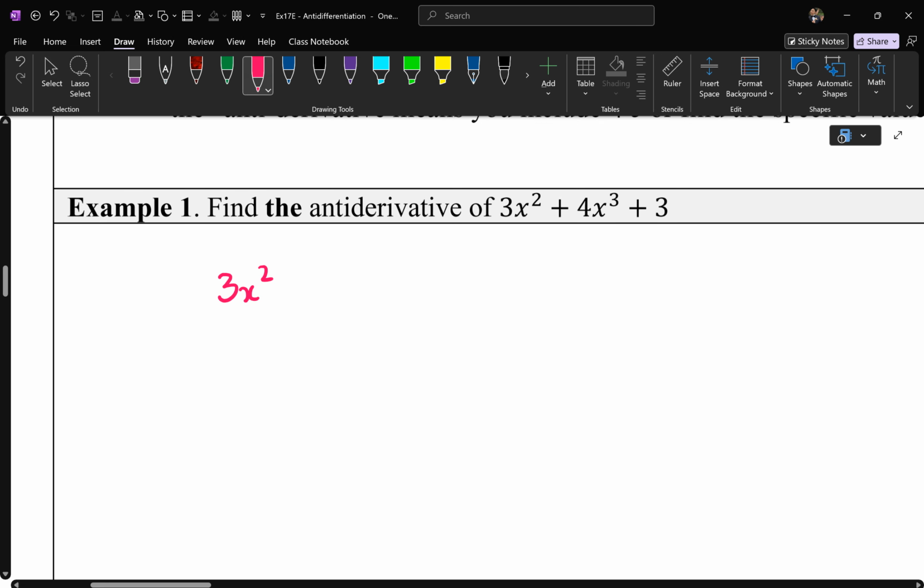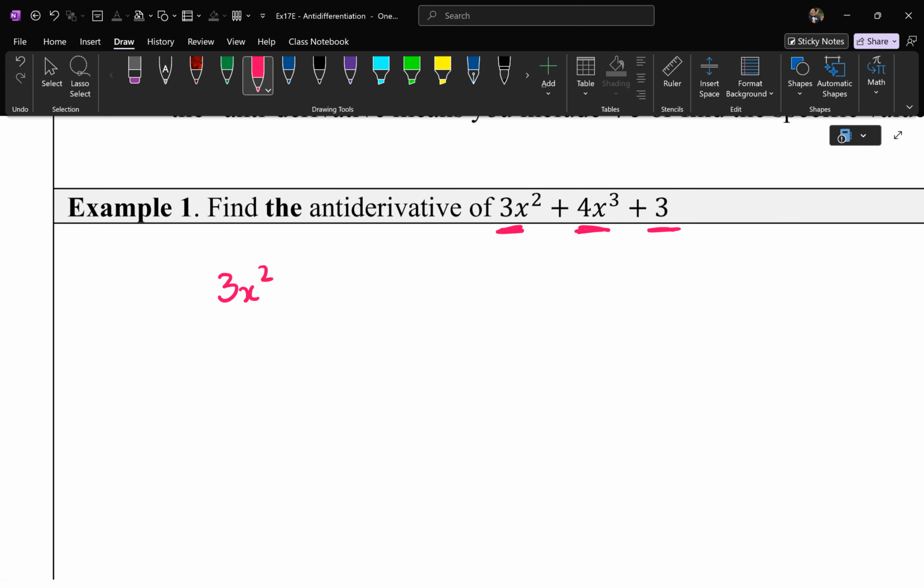3x squared. Let's antiderive each one. So I've got 3x squared, 4x cubed, and 3. Let's do them individually so you get used to it, okay? So antideriving, this is the symbol. Looks like a slight S. When you antiderive, you must have dx. Write that as a note. Must have. If you don't have it, you lose marks because it doesn't make sense for antidiffs.